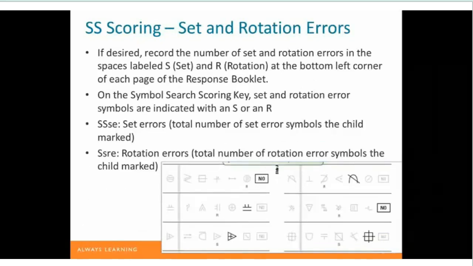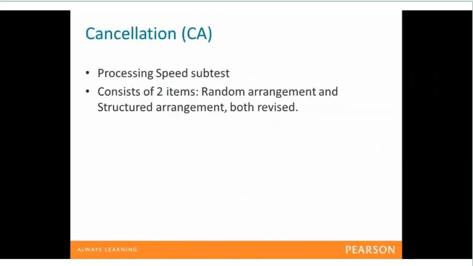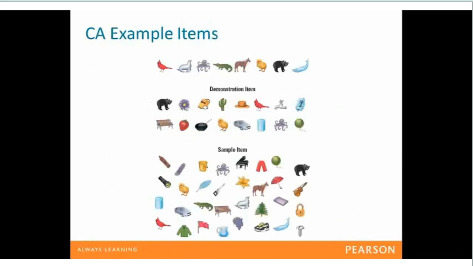There's a bit of process analysis you can do as well on symbol search. This is new. And symbol search is also on the iPad. Now, cancellation is the secondary processing speed subtest. This is the last subtest that we'll look at. And on cancellation, you're looking at all the animals and then finding each of the animals and putting a quick line through each animal, but not through anything else.